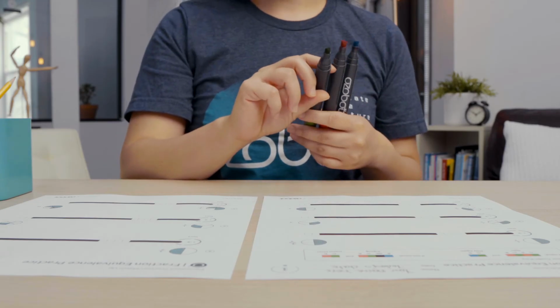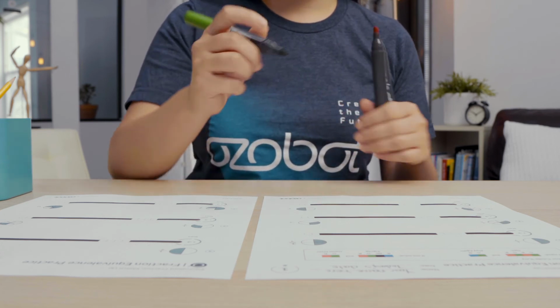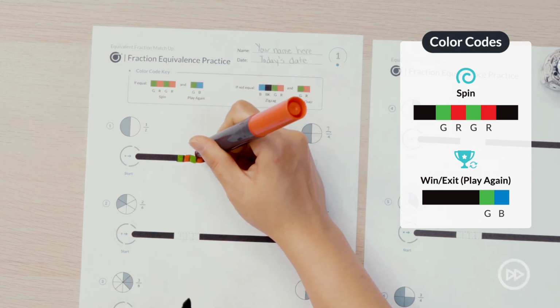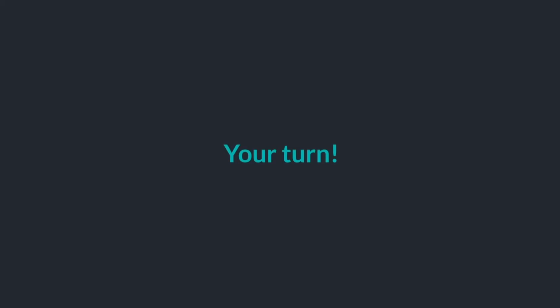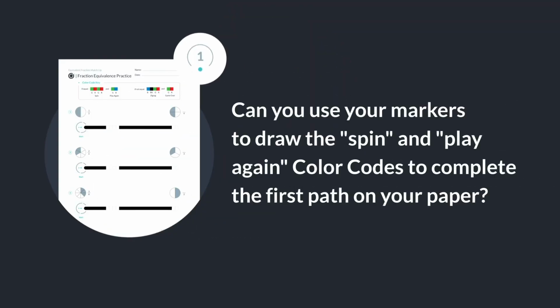Remember to color the empty boxes following the same sequence or order as shown in the key, just like I am. Can you use your markers to draw spin and play again color codes to complete the first pathway on your paper?